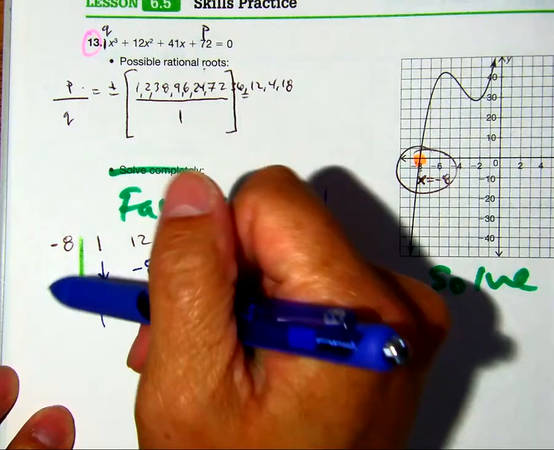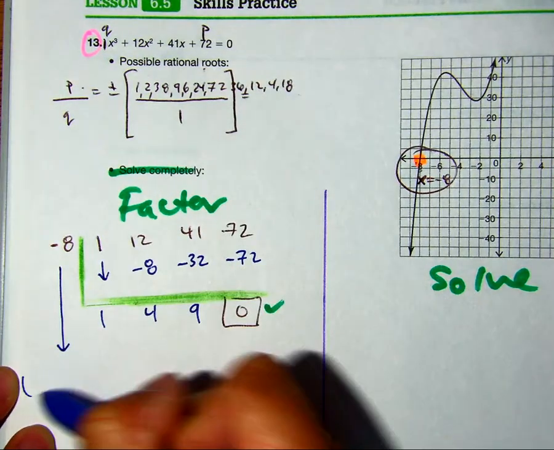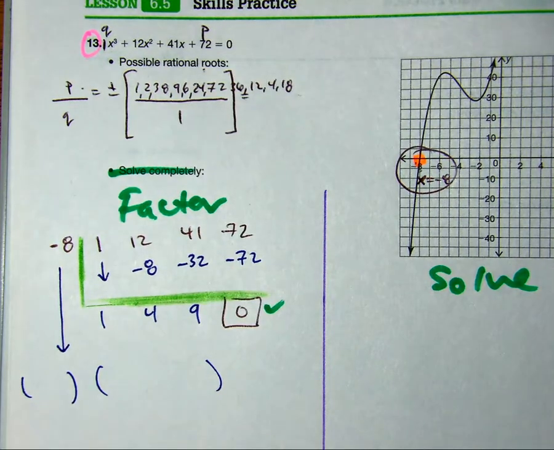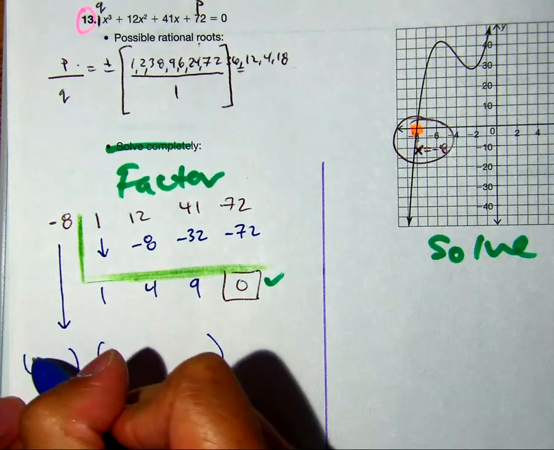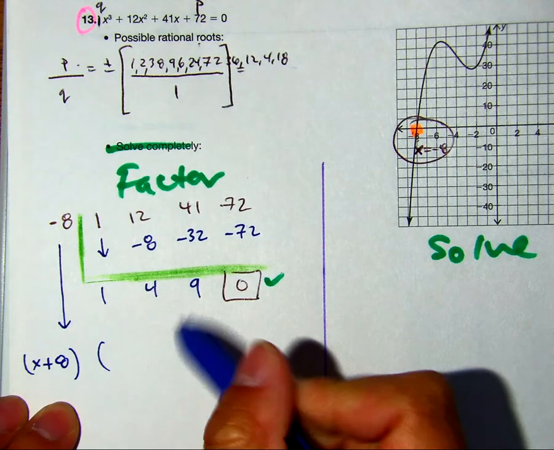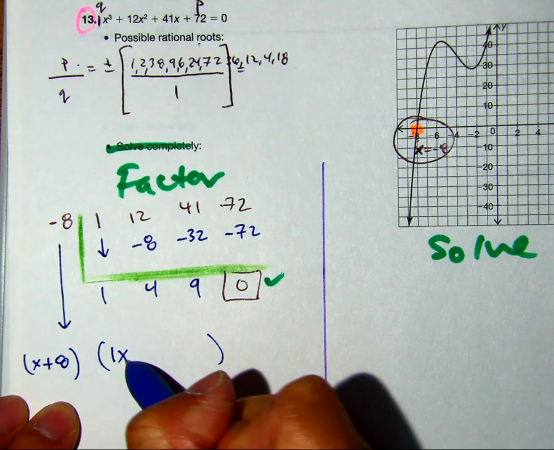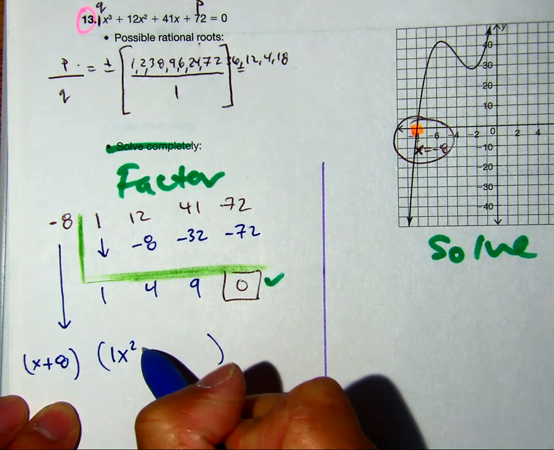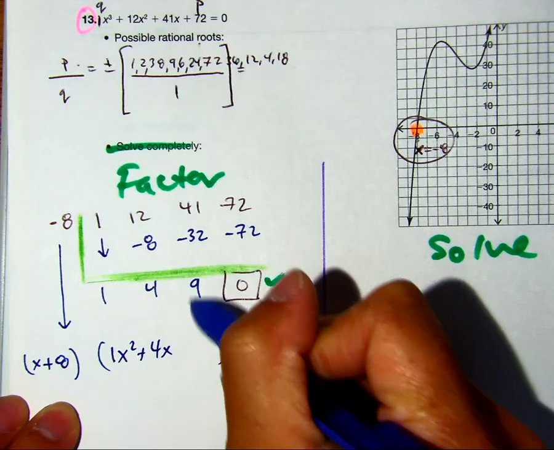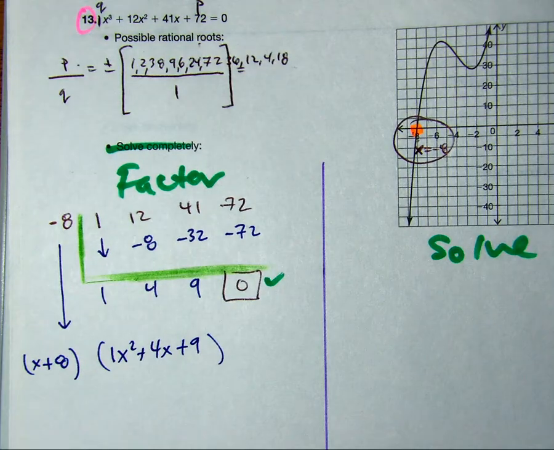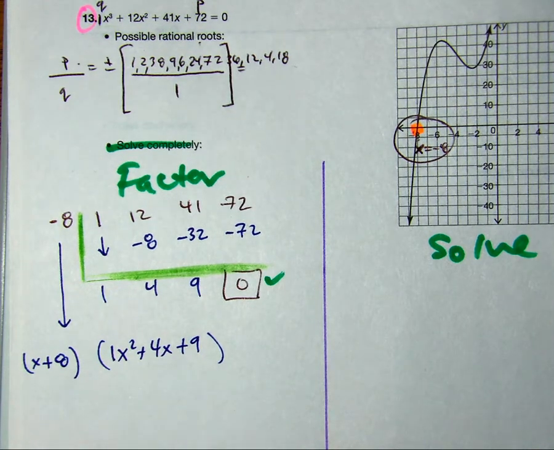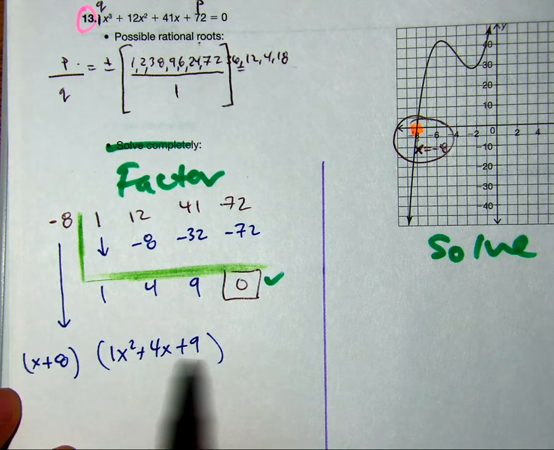Raphael, help us fill out these parentheses here. X plus 8. And then 1x to the second, and then 4x plus 9. Can I factor that again, Raphael? Yes. What did you use? Rational roots or the X box?